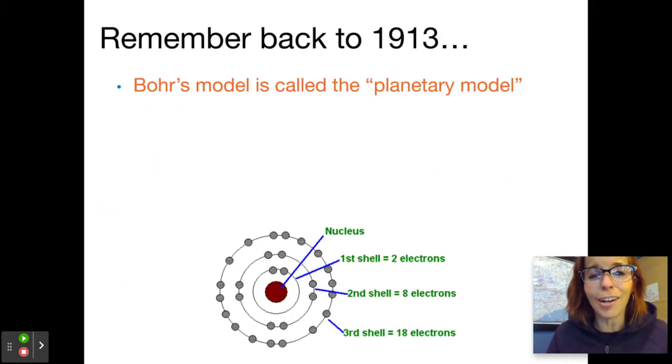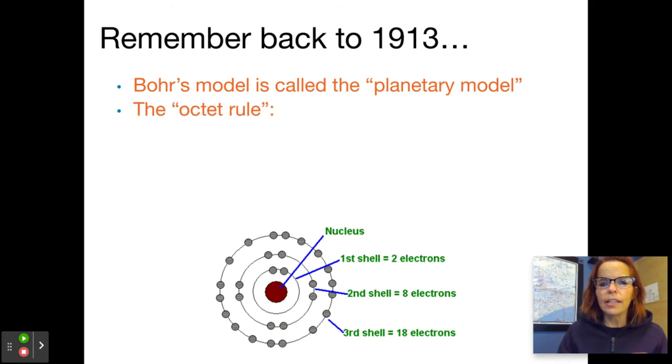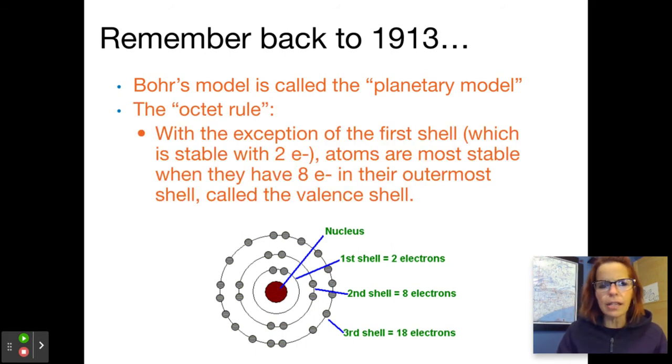And it's a great start, just like a stick figure is a great start for what a human being looks like. Again, he calls it the planetary model, and he comes up with this idea called the octet rule. You definitely need to know the octet rule. Even though we're saying Bohr's model is out of date, it's still useful in the same way that a stick figure is useful for getting just general ideas across.